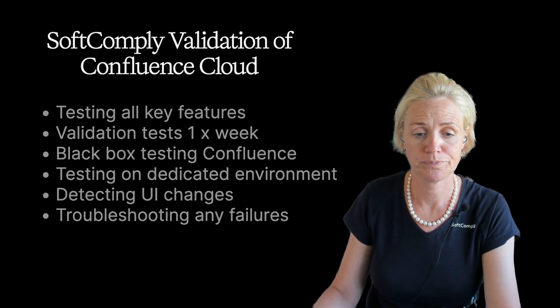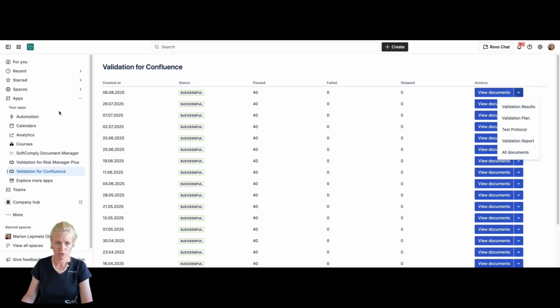Once you have installed the validation app for Confluence Cloud, you will find the app under the Apps menu in Confluence, and you will be taken to the App Global page where you can see when the last test run was, how frequently they are run, and how successful they have been, based on whether any of the 40 tests have failed or been skipped. After each of the test runs, you can access the validation documentation that consists of 4 documents.